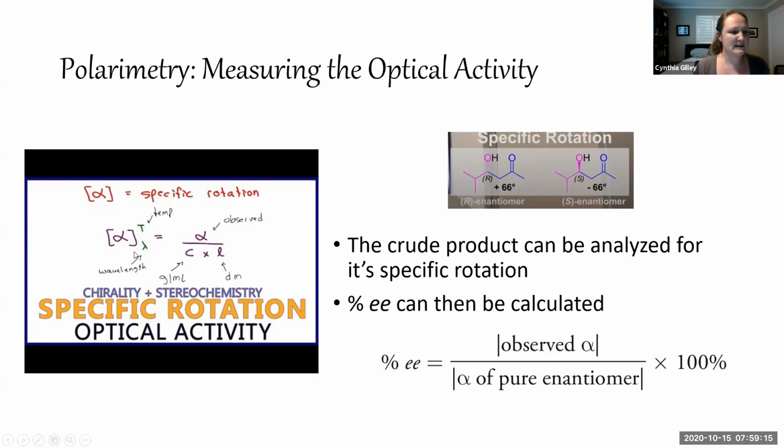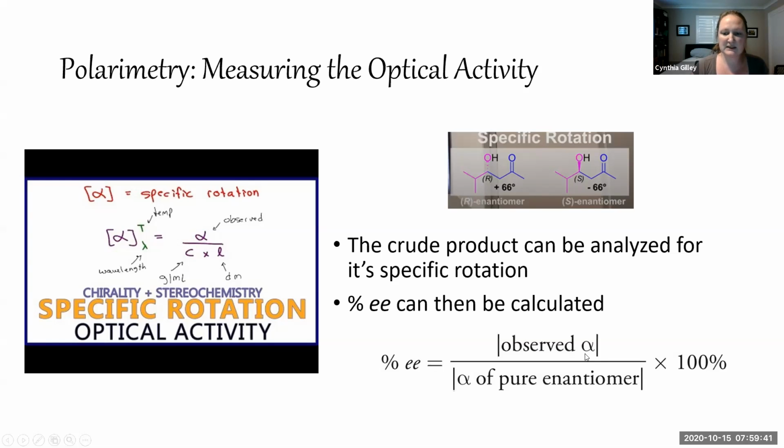Okay, so once the sample is prepared with known concentration, it's put into usually some piece of glassware of a fixed length, right, so that they can measure. At room temperature and a specific wavelength of light, the specific rotation is then calculated. It is then put into this equation to calculate percent EE.